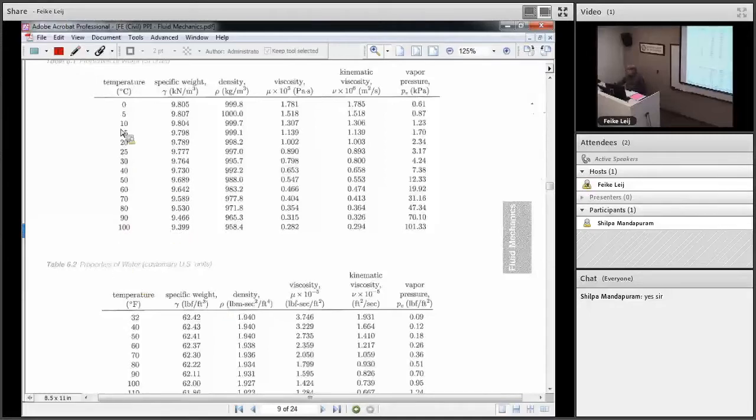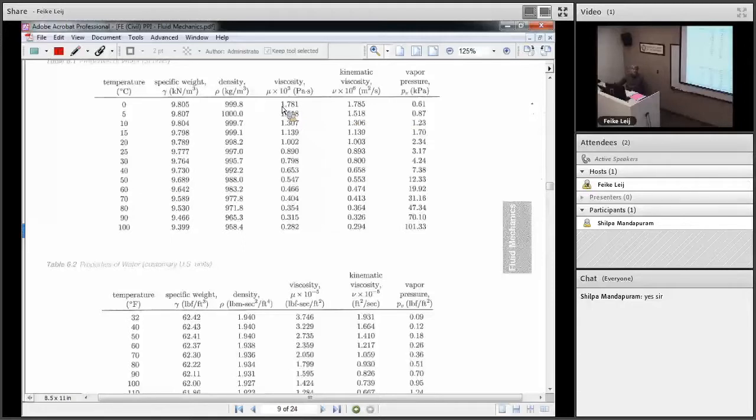Here are some typical values for water, depending on temperature: the specific weight, which would be in kilonewton per cubic meter, the density, the dynamic viscosity, the kinematic viscosity, and the vapor pressure.